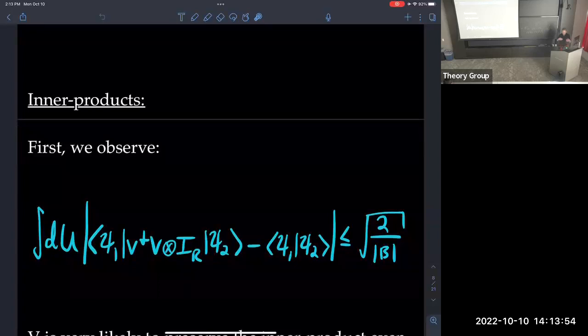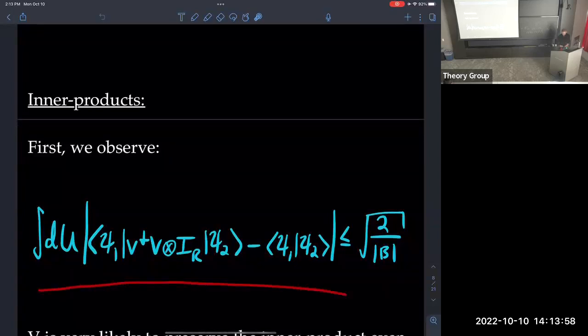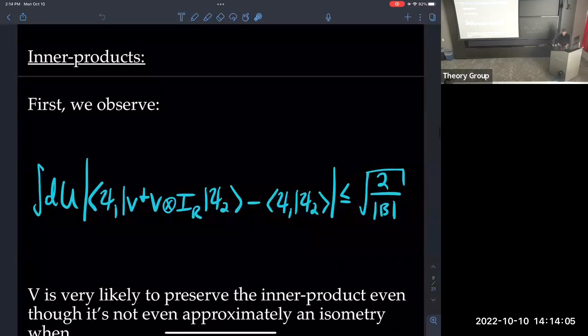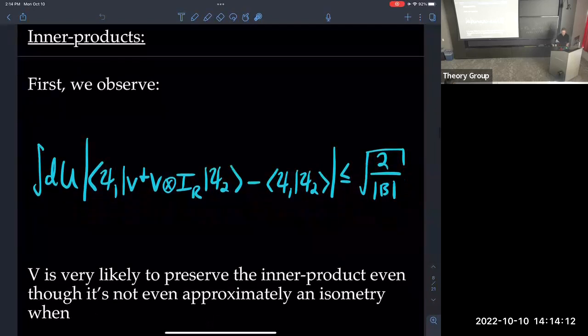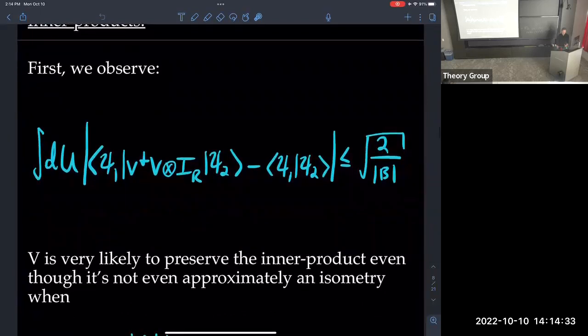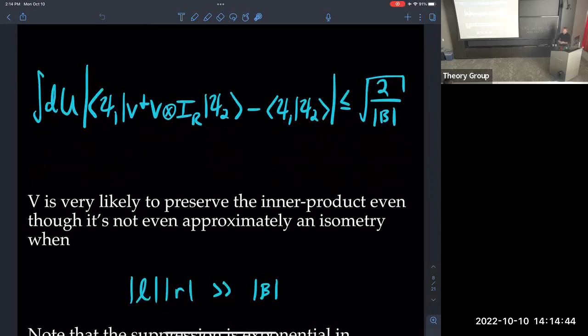And you can actually compute this using this unitary integration technology, and you get this number. This number is very small. I'll explain it in physical terms momentarily, but remember this is the dimension of Hilbert space B. So if B had n qubits, this dimension B would be like 2 to the n. So this is a really small number when B is at all macroscopic. One way of interpreting this inequality is to say that V is very likely to preserve the inner product, even though it's not even approximately an isometry when little l, little r are much bigger than B.